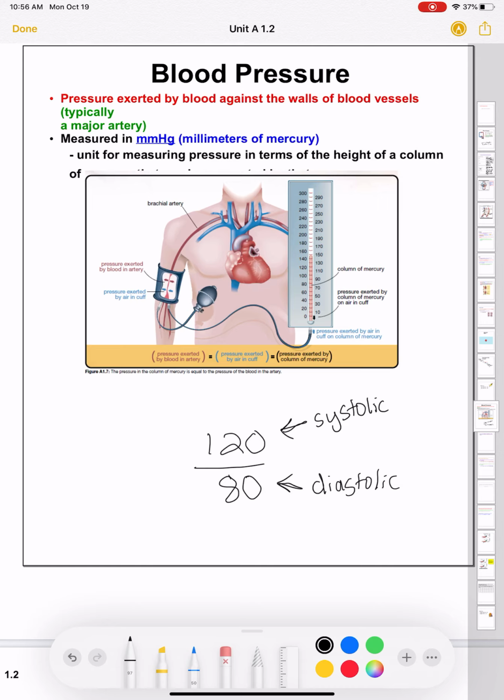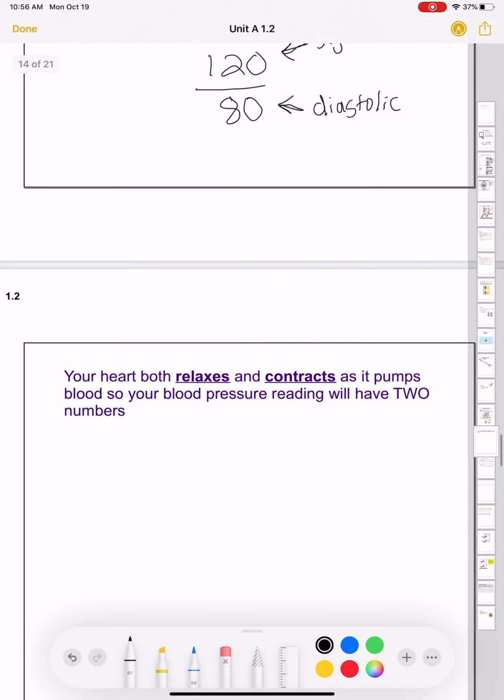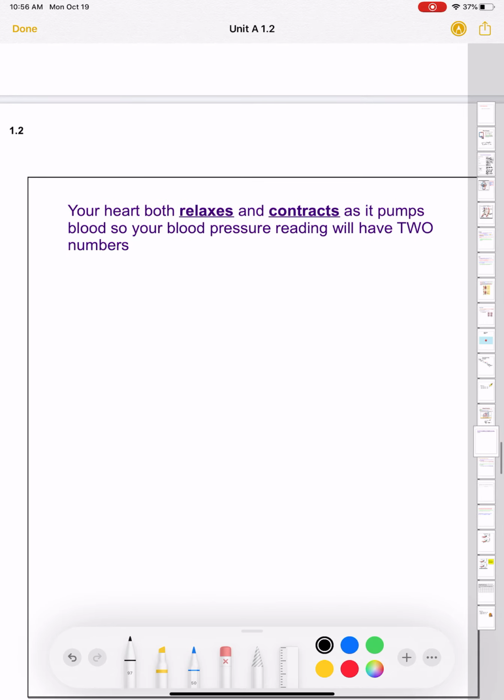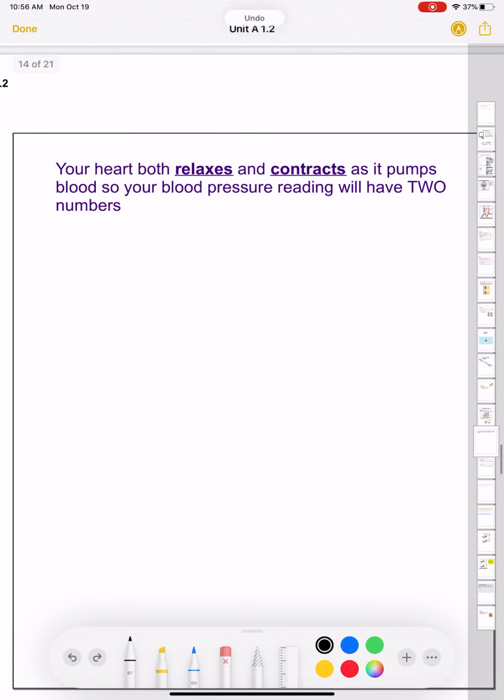And machines nowadays will do this for you. If you go to any pharmacy, you can take your blood pressure. And in class, we have a machine that does it. We don't do it the way that a doctor does, but I myself have high blood pressure, so my doctor uses that method.